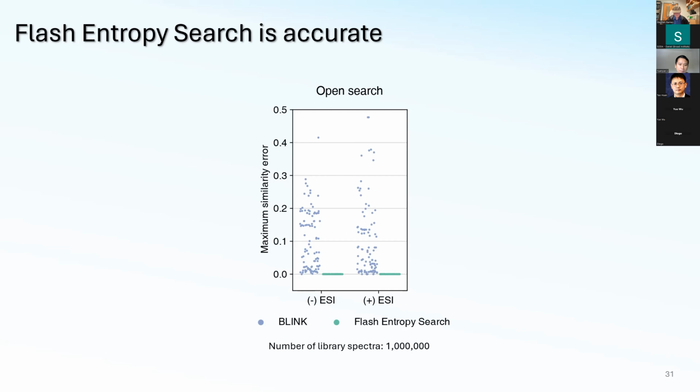However, we find that the Blink method makes some mistakes. In the worst case, the difference between the result and the real result is around 0.4. This is huge. However, with our method, the result is really accurate. It will have 0 difference.